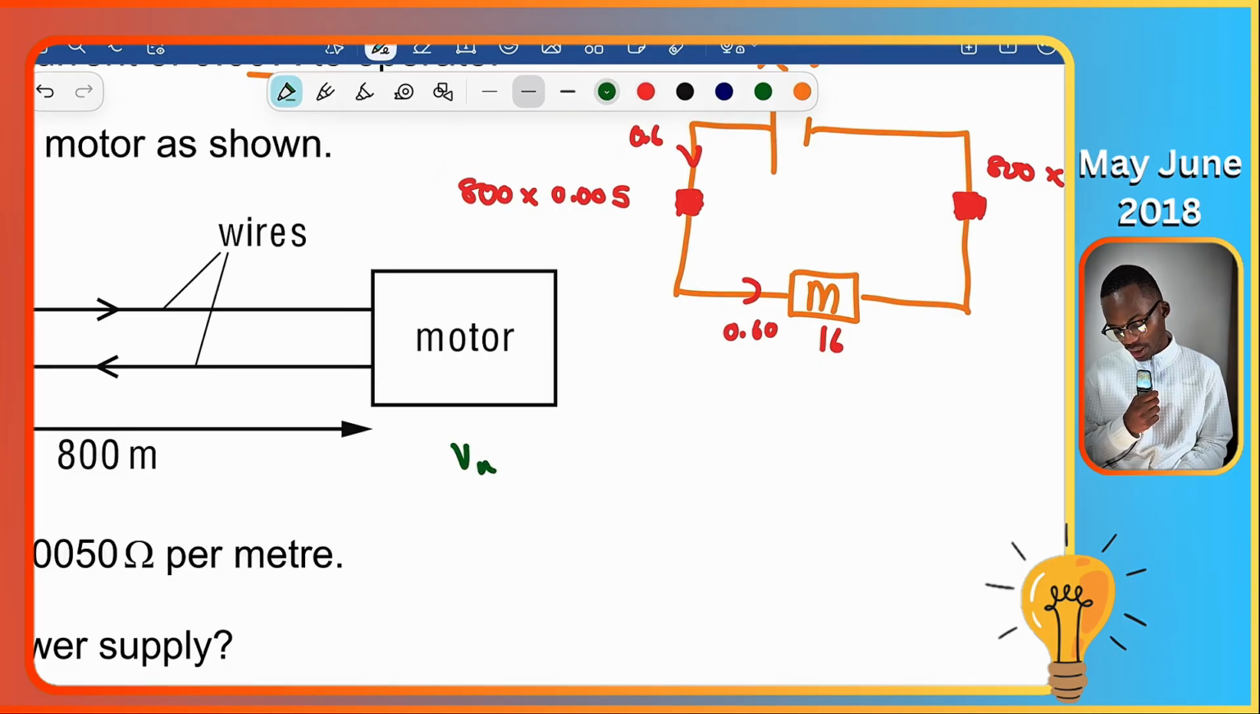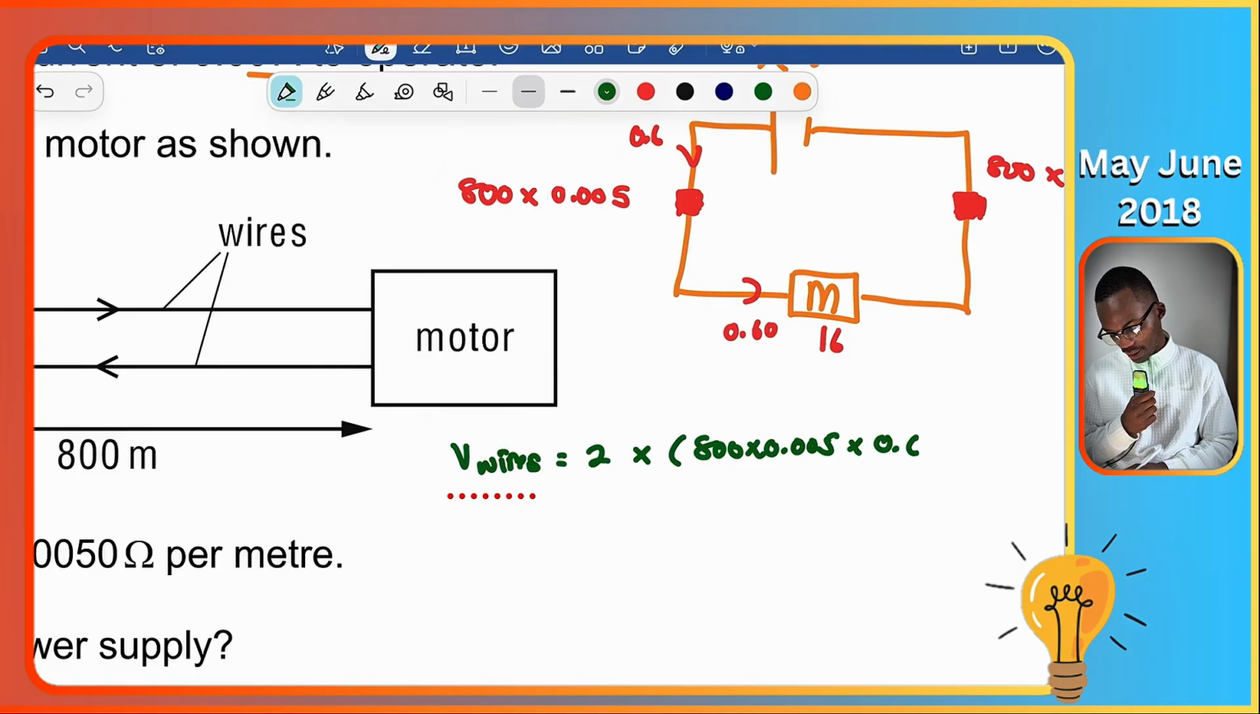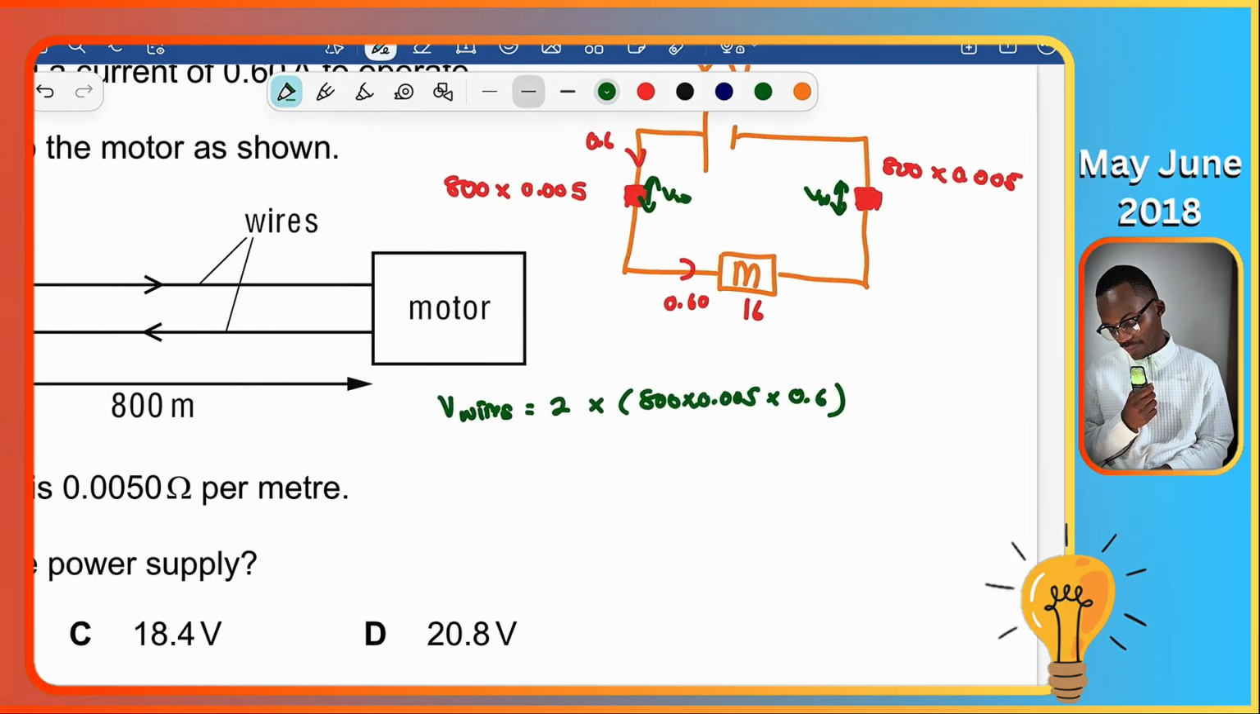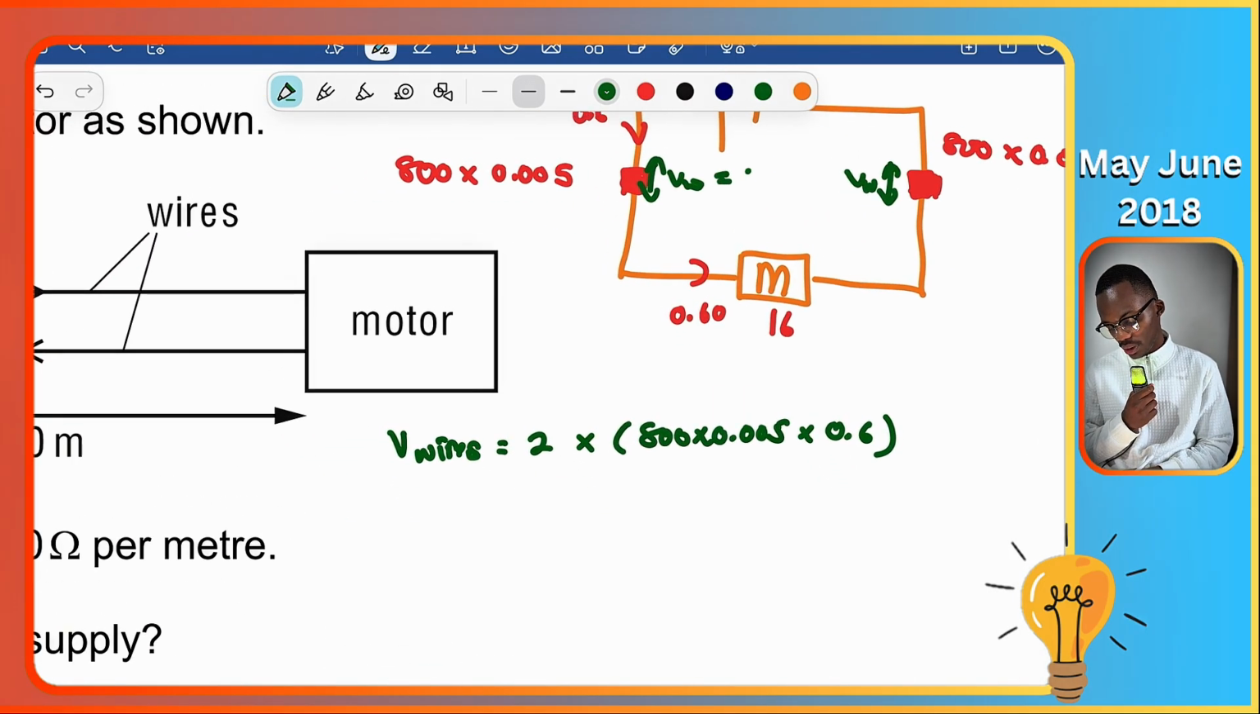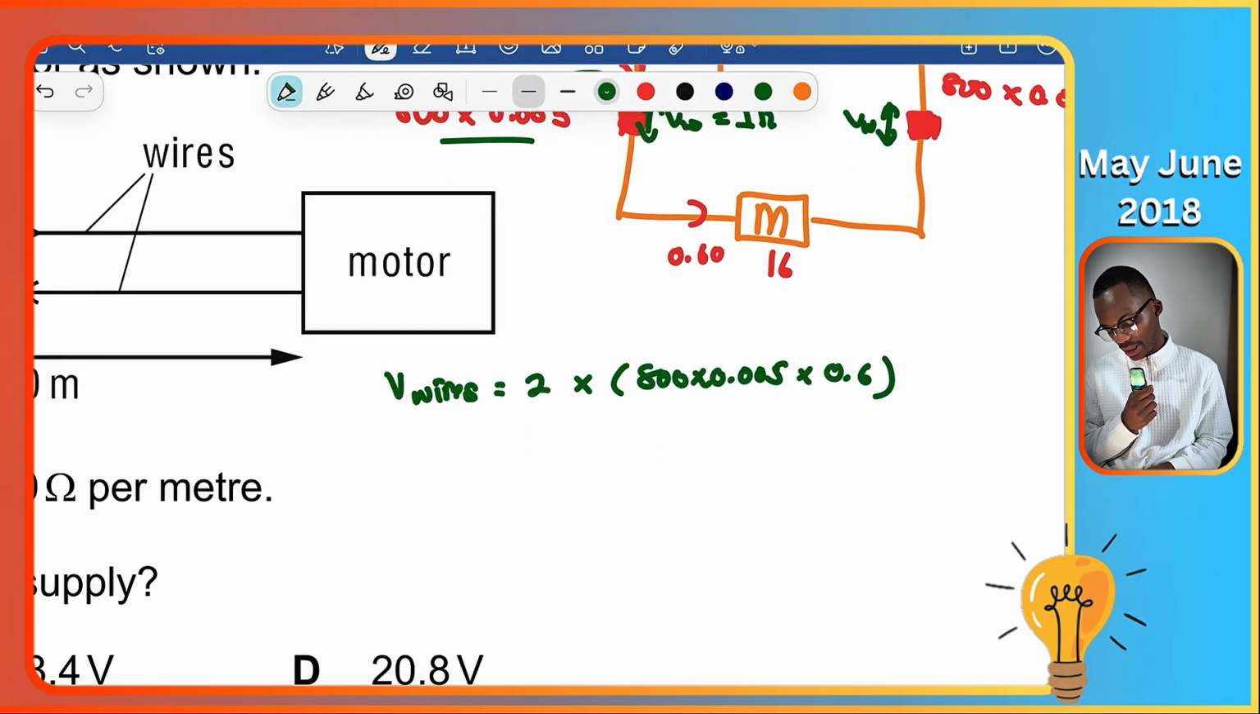So the voltage in wires will be equal to 2 times 800 times 0.005 times 0.6, because you're trying to find the voltage drop V across these wires, which is just the same. So it's 2 times IR, the current times the resistance. So this current times this resistance, something like this.